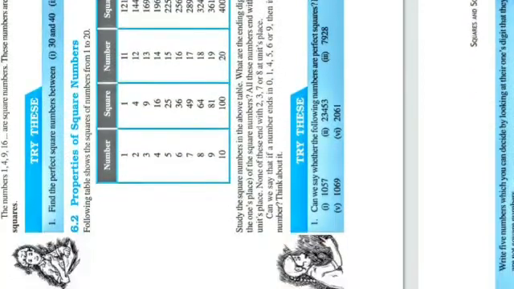We can decide by the units or ones place whether they are square numbers or not. So just find out such examples in which you can decide whether the numbers are not square numbers and which are square numbers.